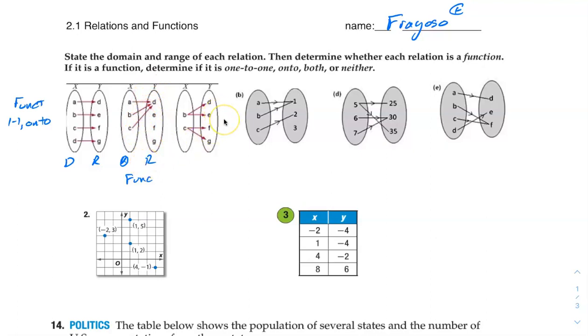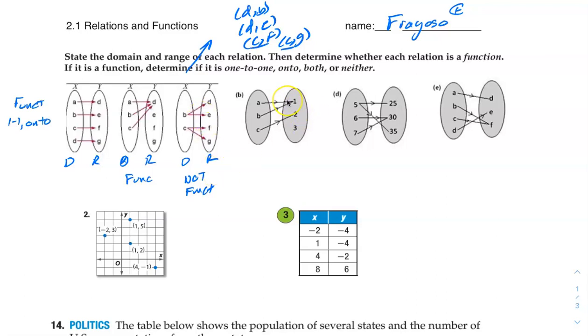Over here, domain and range. Is it a function? No, it's not. There are two B's, BD and BE, and there are also two C's, so it's not a function. D and B and C are not unique. Another way to think about that is if you write it out, you get BD, BE, CF, CG, and you have two of the same x values, so it's not a function.